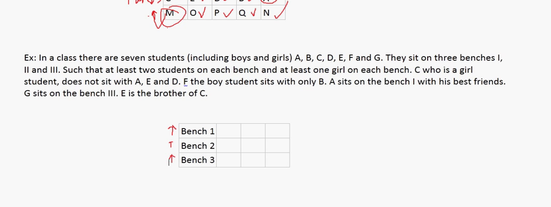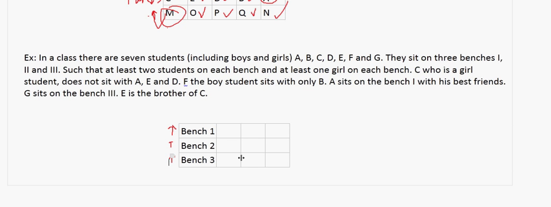So in a class there are 7 students, including boys and girls. So there are some boys, some girls, A, B, C, D, E, F and G. They sit on 3 benches, 1, 2 and 3. I have already numbered the benches 1, 2 and 3, such that at least 2 sit on each bench and at least 1 girl on each bench, right? So 2 sit on each bench, which means 2, 2 and 3. It can be 2, 2, 3, or 3, 2, 2, or 2, 3, 2, right? So these can be the arrangements.